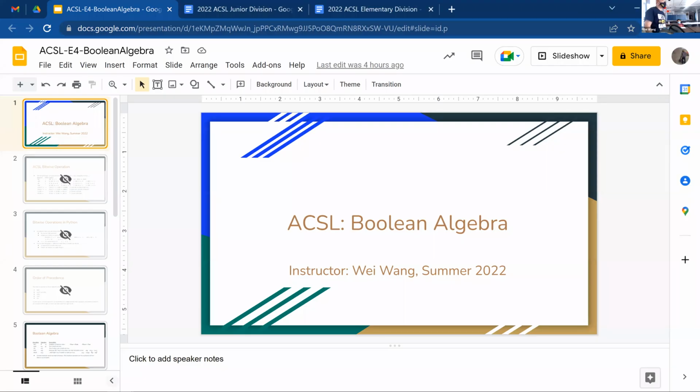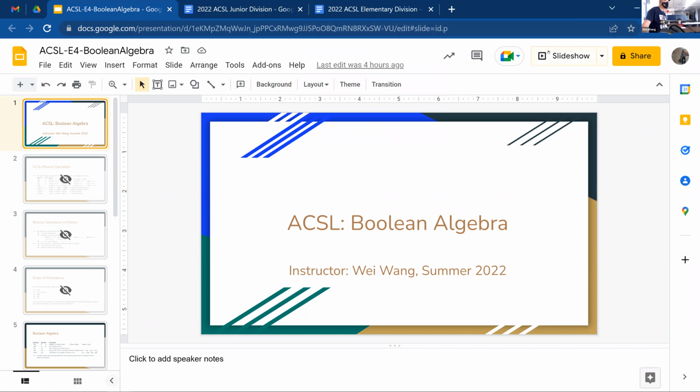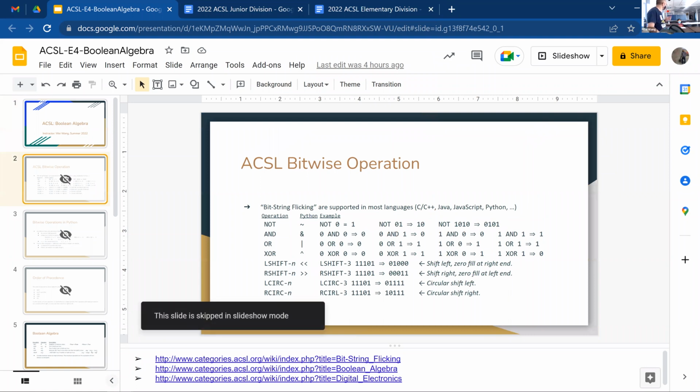Okay, so we all would be dealing with Boolean algebra, and actually in other divisions of ACSL, they do a little more than Boolean algebra. They do bitwise operations that we don't. We're not going to talk about those in elementary, but I'm going to, just to show you what those are, right?